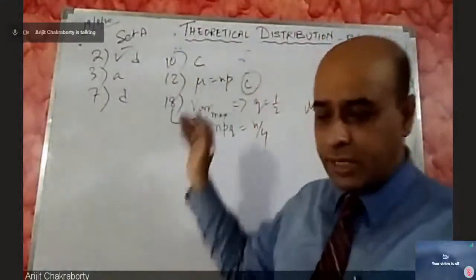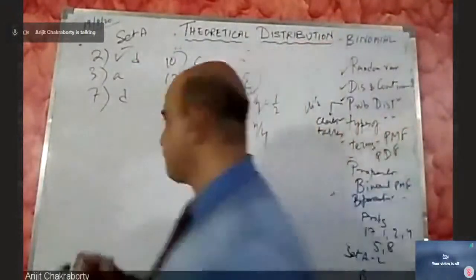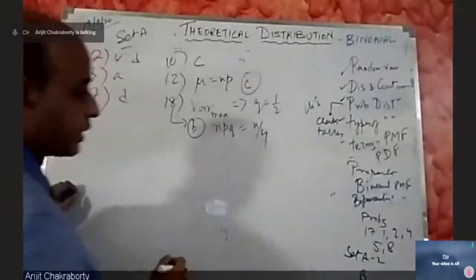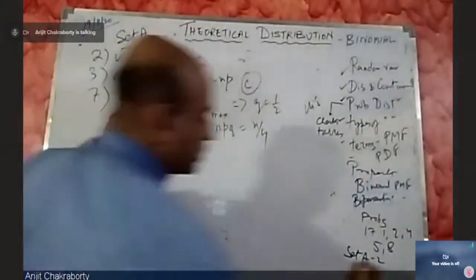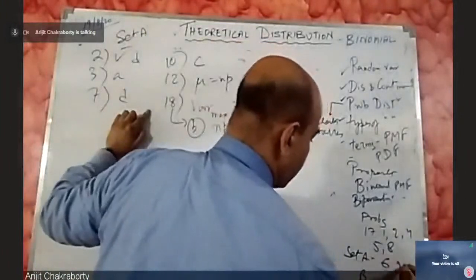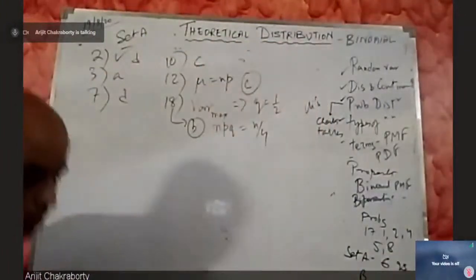With this we complete set A. I will now go to set B. Okay. So in set A we have done 2, 3, 7, 10, 12, 18. 6 questions we have done in set A. Now we go to set B. Okay.